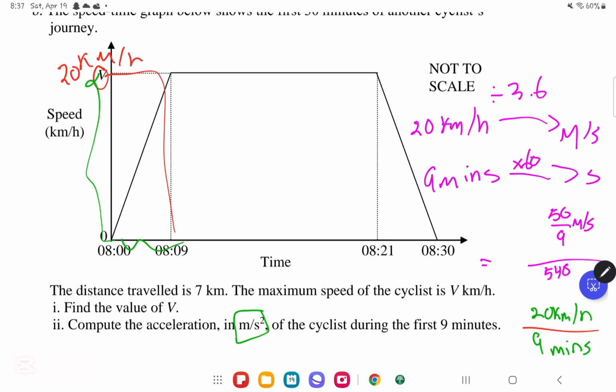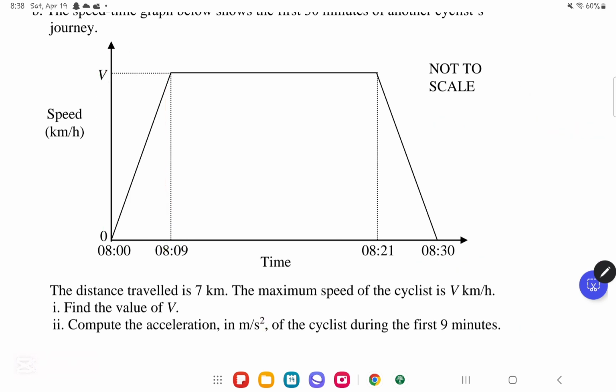Now you're going to do 50 over 9 divided by 540, and you will get the answer, which is approximately 0.01 meter per second squared. So that is it for question number 17.